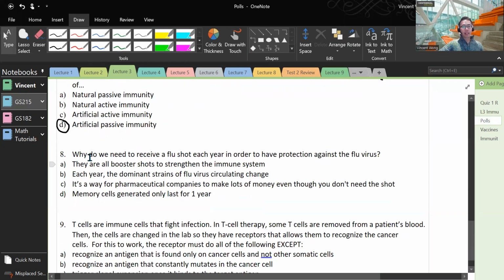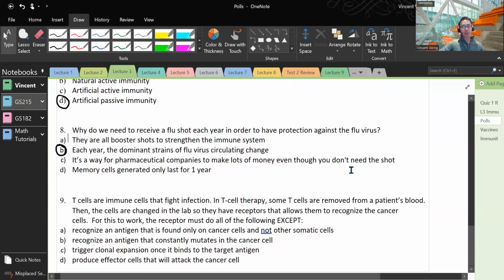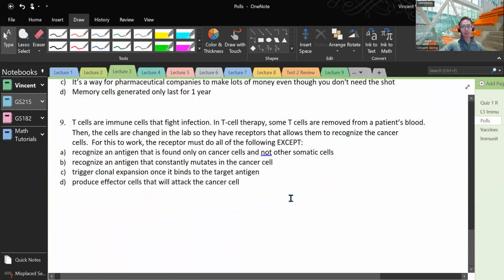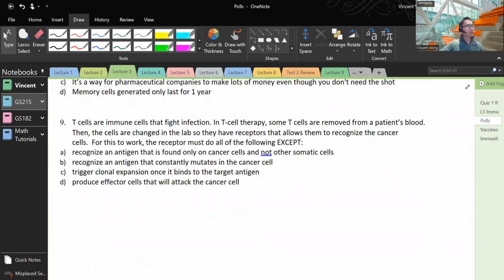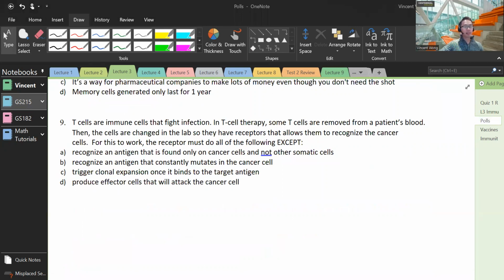Okay, this one: why do we need to receive a flu shot each year in order to have protection against the flu virus? We talked about that already, right? Each year, the dominant strain is different. Okay, last one. This one is particularly lengthy and difficult.